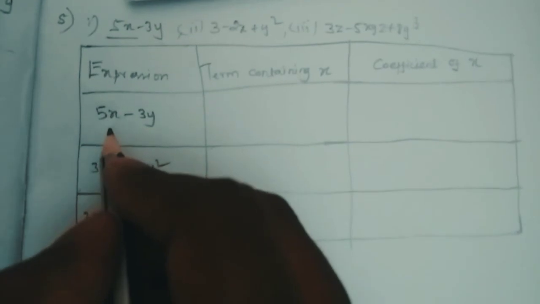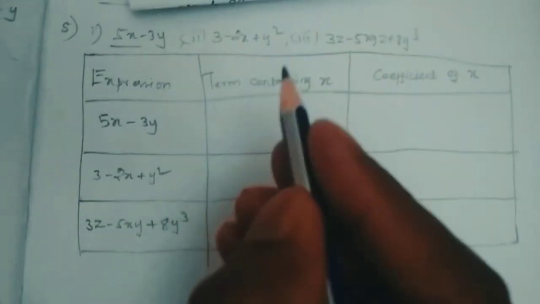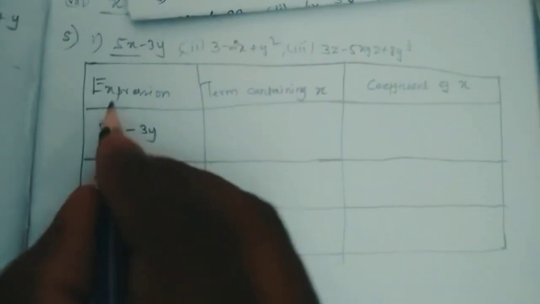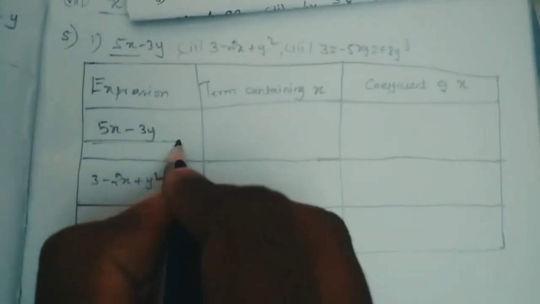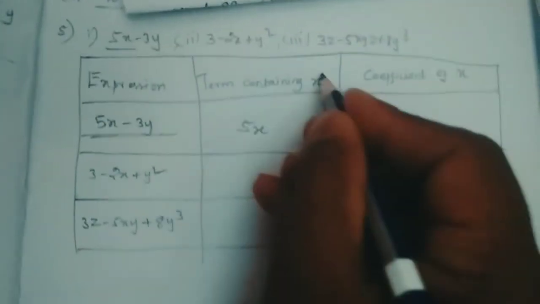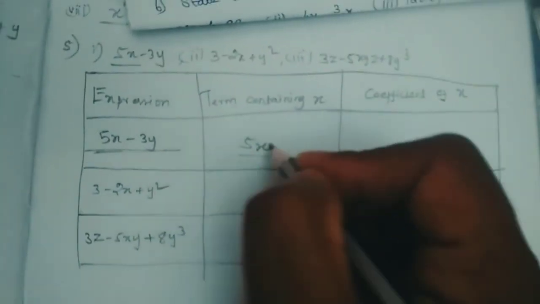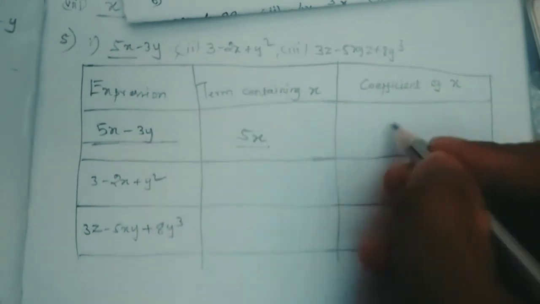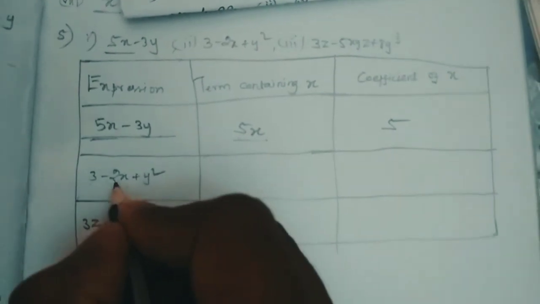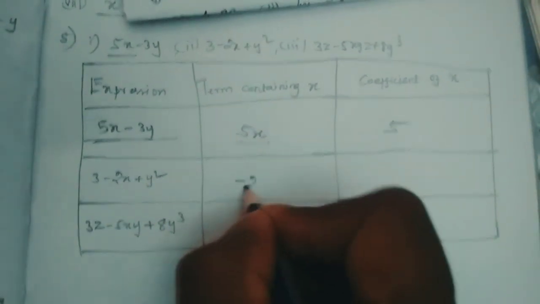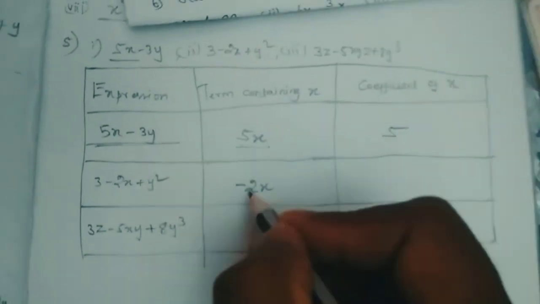So first we want to find the term which contains x in the expression 5x minus 3y. Which term contains x? 5x. That we want to write in the column term containing x, 5x. What's the coefficient of x? It is 5. So next expression 3 minus 2x plus y square. Which term contains x? Minus 2x. So what is the coefficient of x?